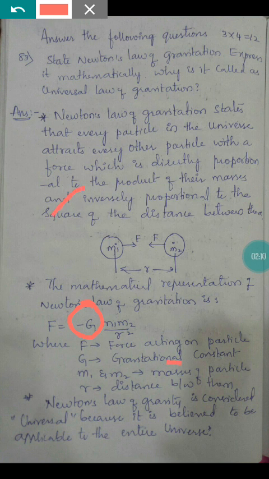As according to the statement you need to write the mathematical representation, but before writing that try to represent it diagrammatically. Then go for the reason why it is called the universal law. As you know, this law is applicable in the entire universe, so this law is said to be the universal law. So this is about question number 83.